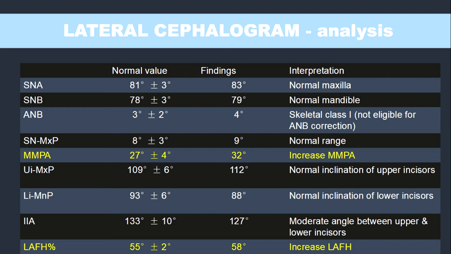For the MMPA value, this patient seems to have an increased MMPA. For the upper incisor in relation to the maxillary plane, the value is also normal, which shows that this patient's upper incisor has normal inclination. For the lower incisor in relation to the mandibular plane, it is also normal.